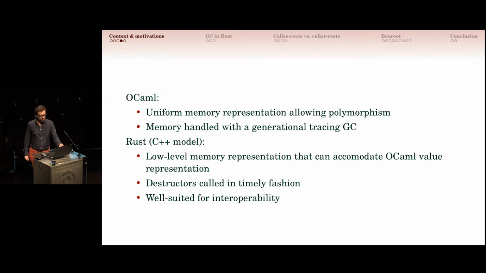A few distinctions between the two. OCaml has a uniform memory representation that allows polymorphism. And as we said, the memory is handled with a general GC. Whereas Rust follows the C++ model. So it has a low-level memory representation, which by chance can accommodate the OCaml value representation. It has destructors that are called in a timely fashion. And for these reasons, it is well suited for interoperability. So most of the work is already done by the fact that Rust exists.